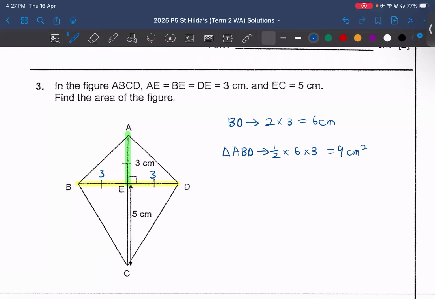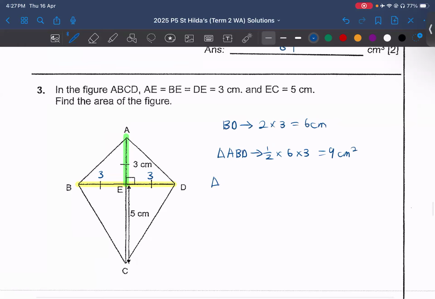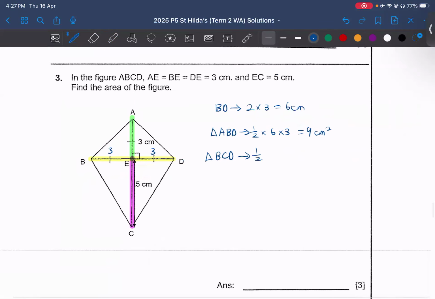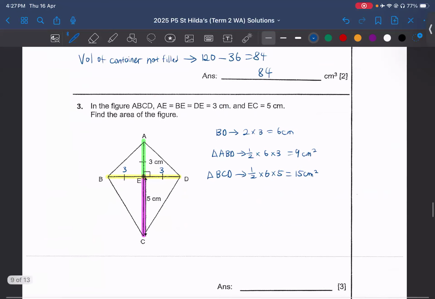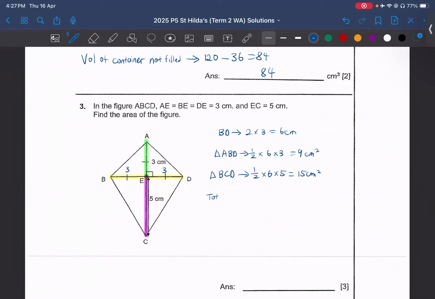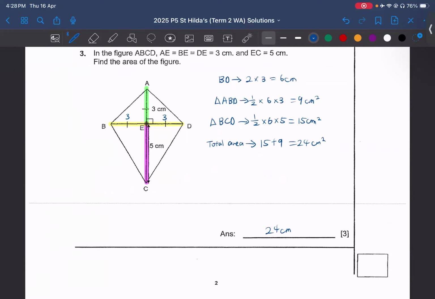So the top triangle, which is triangle ABD, will be half times 6 times 3, which will give me 9 cm squared. And then to find my bottom triangle, which is triangle BCD, your base is also the BD, and your height will be this EC portion, which is 5 centimeters. So half times your base, which is 6, times your height, which is 5. So this will give you 15 cm squared. So to find the whole figure, total area will be just 15 plus 9, which is 24 cm squared. That will be your answer, 24 cm squared.